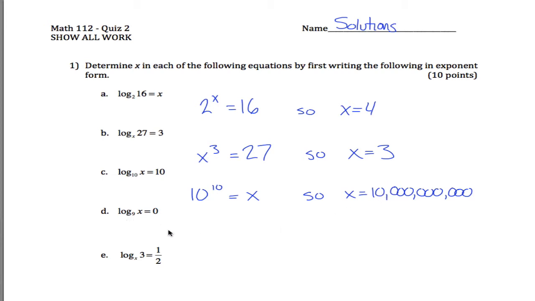Log base 9 of x equals 0. So what that tells you is 9 to the 0 power is equal to x. 9 to the 0 power is 1. So x is 1.